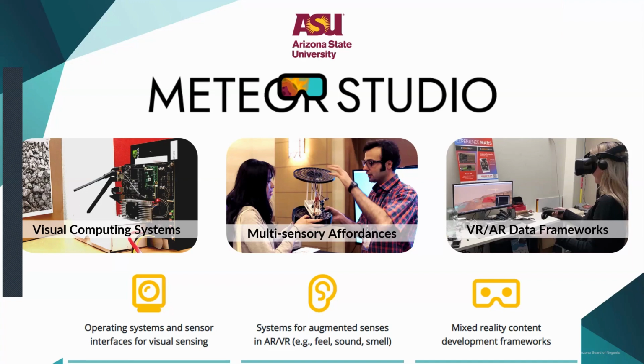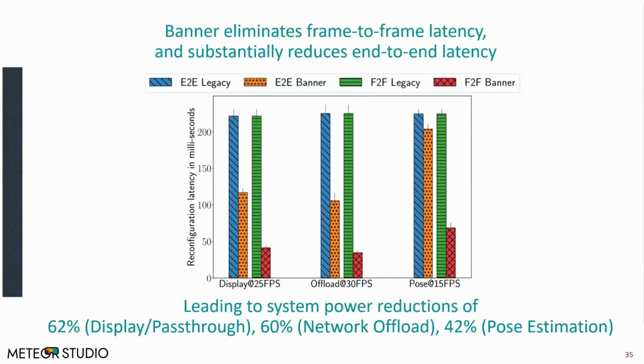Hi Robert, this was a very interesting talk. I am Mukulika from IIIT Delhi. I had a question about your slide 35, where you were talking about operating systems and sensor interfaces for visual sensing, and there was a point that network offload was 60%. Where is that network offload coming from? I could not get that part.